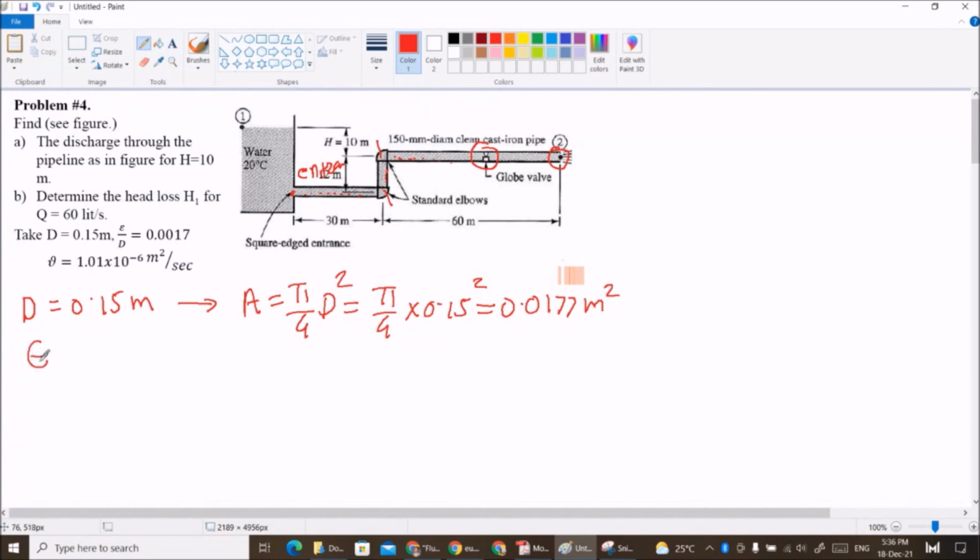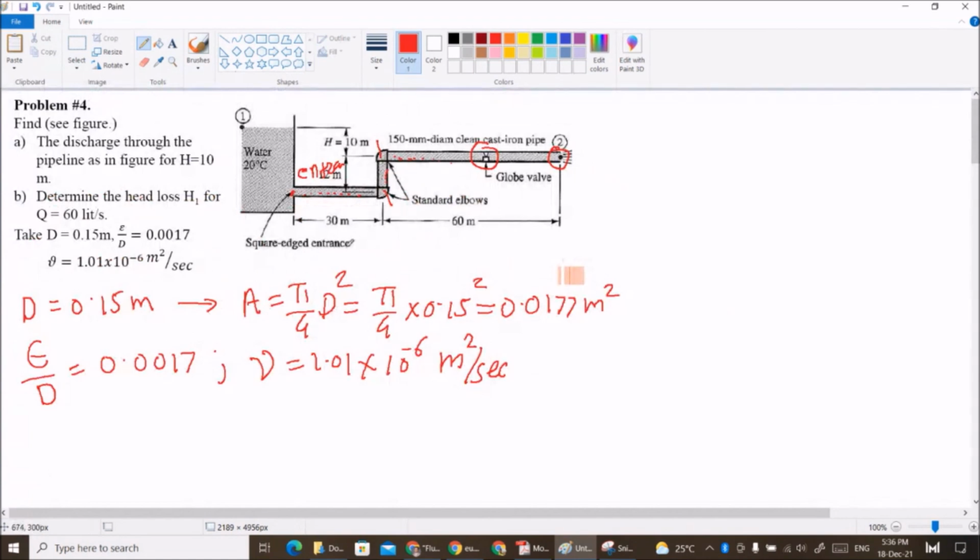Then epsilon by d is given. Why is it given? I will tell you with the help of the Moody chart. It is 0.017. Then the kinematic viscosity is given. Nu is equal to 1.01 into 10 to the power minus 6 meter square per second. This is the kinematic viscosity, which is used to find the Reynolds number.